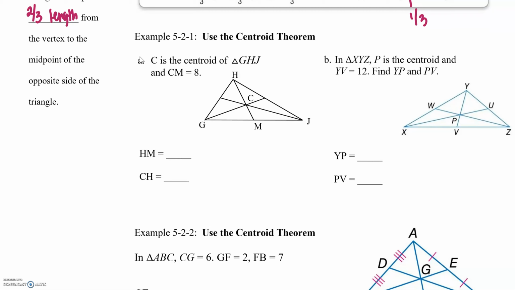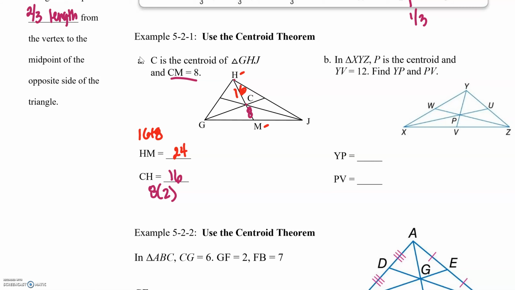So if we look at here, this is CM. I always say label what information they give you, in your picture. So if this is 8, then the segment that it continues on, HM here, we're going to just double the smaller one to get HC right there, or CH. So doubling 8 times 2 means this is going to be 16. So if this is 16 and this is 8, together it adds up to make HM, which 16 plus 8 is a total of 24.